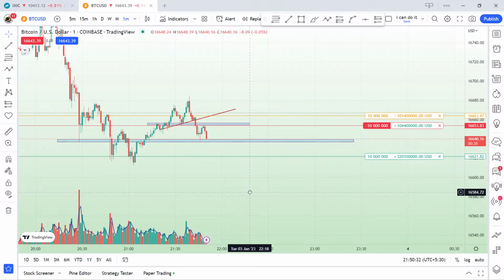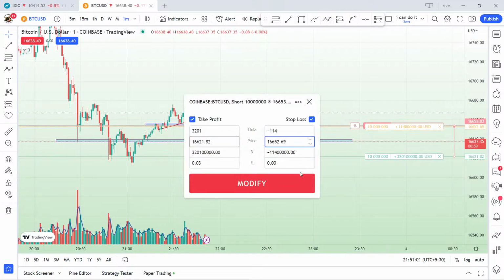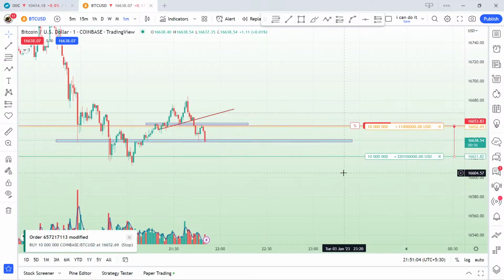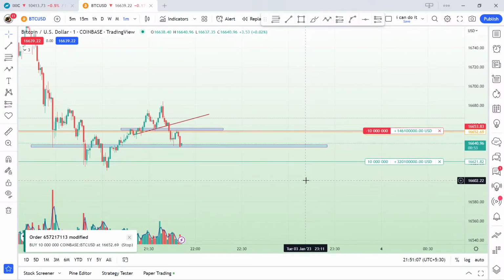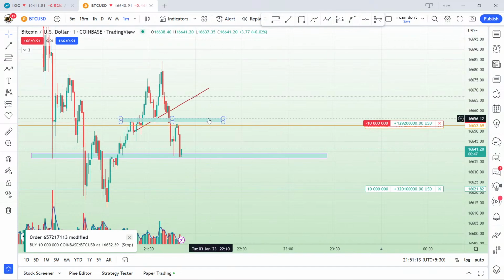The support has now been tested twice. 5, 4, 3, 2. I'm going to trail my stop loss to this area. Now I'm going to go out with minimum losses. Okay, no minimum losses. It's going to be my brokerage charge, because I've trailed my stop loss in this area.